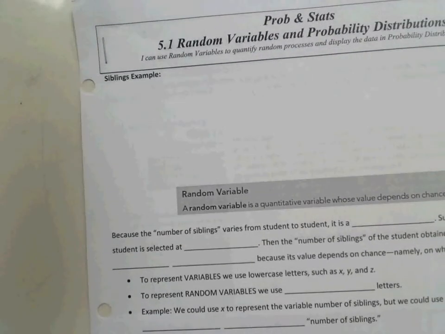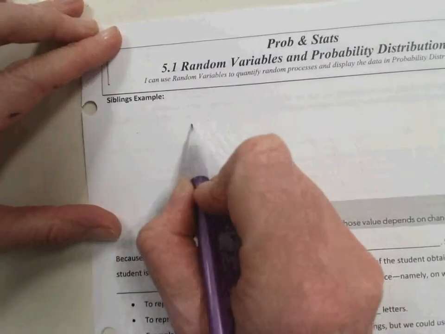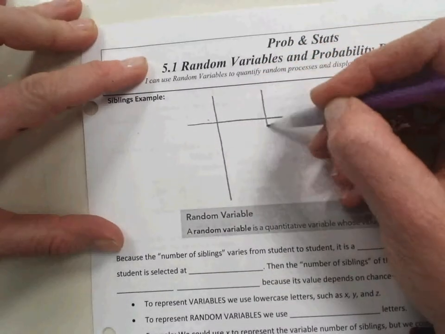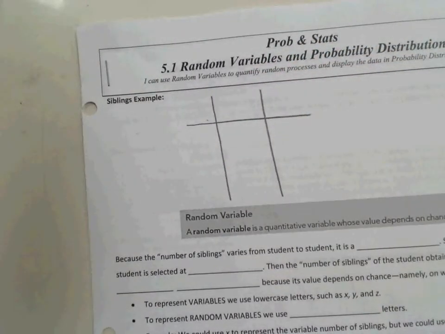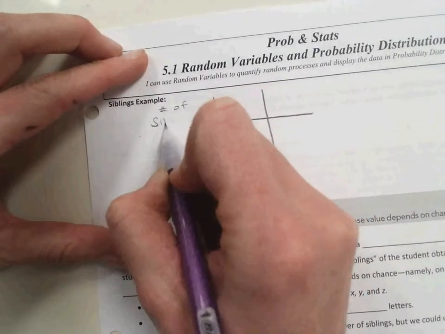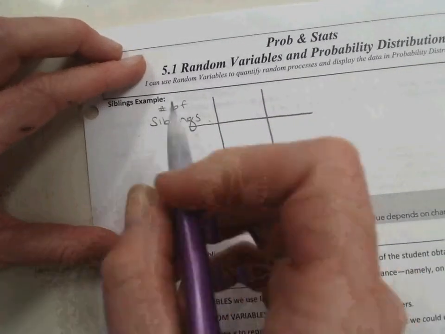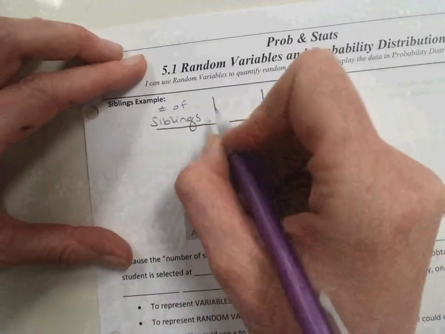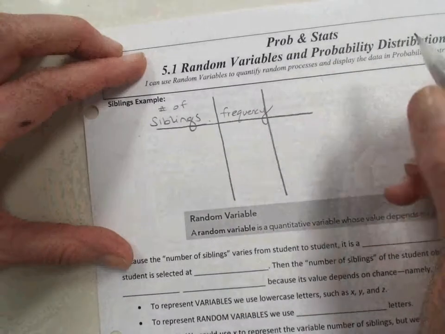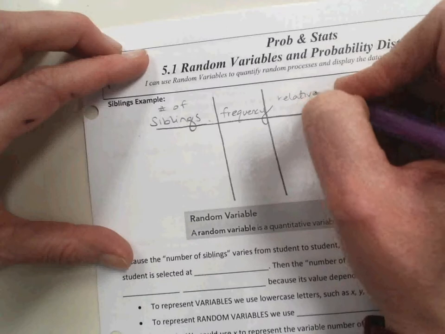All right, so for the number of siblings example for this class, we're going to make our 3-column data distribution table where the number of siblings is our variable, the frequency will be our second column, and then relative frequency will be our third column.